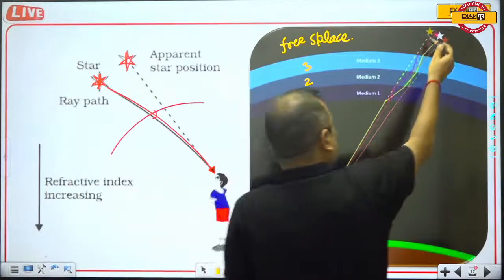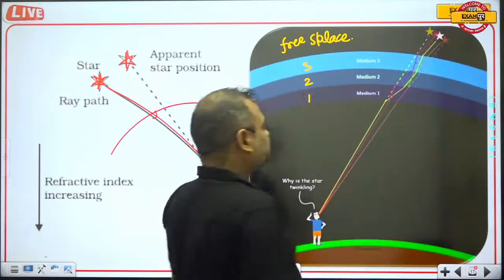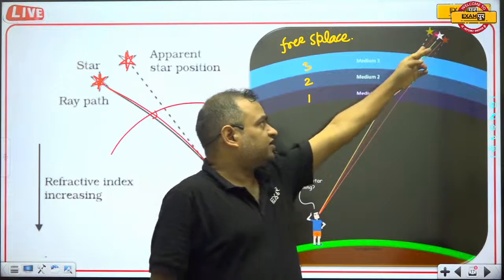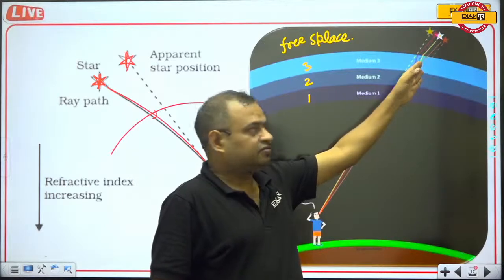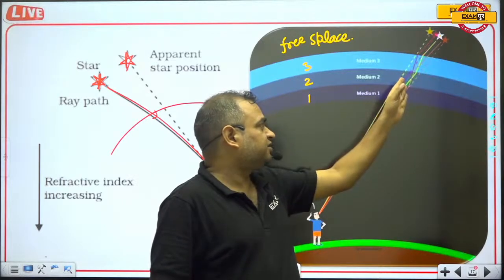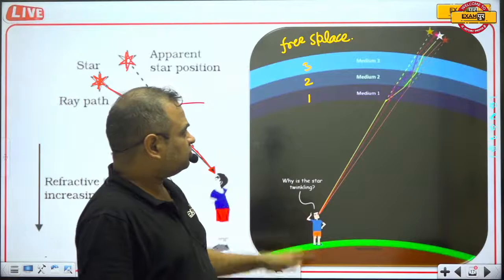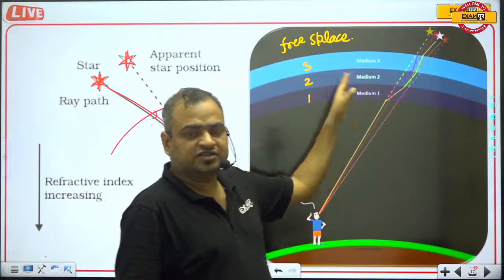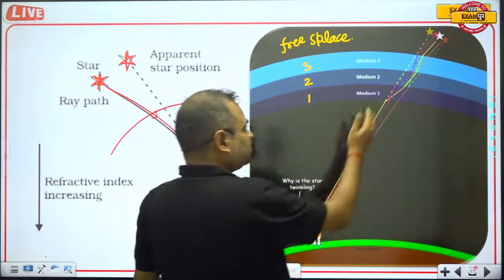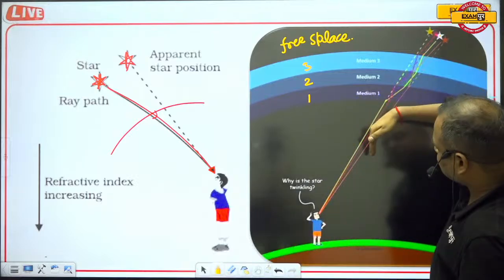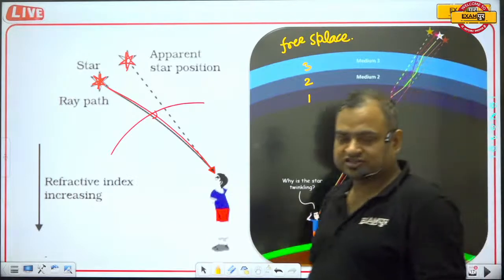Okay, so these are the stars. Suppose that this is a white star, and the light rays coming from the white star, when they enter medium number 3, get their path changed. Similarly in medium number 2, medium number 1, and then the light rays reach the observer. Due to the continuous change in the density of these atmospheric layers, the light rays also get deflected continuously like this, and that's why the position of this star gets changed every time.